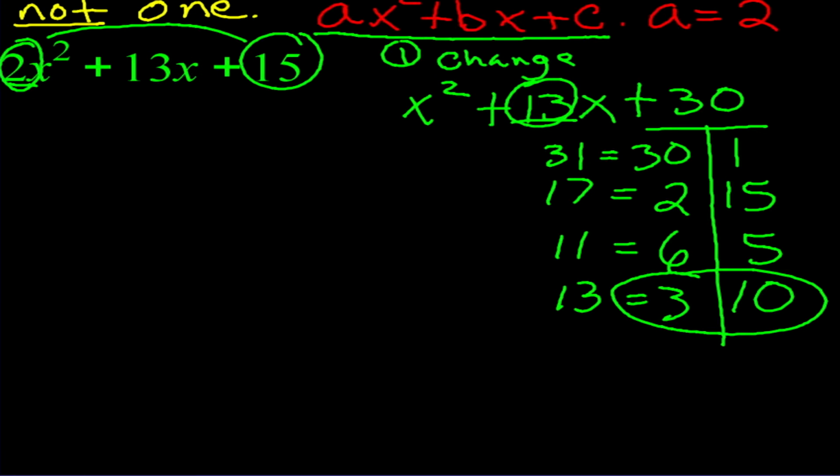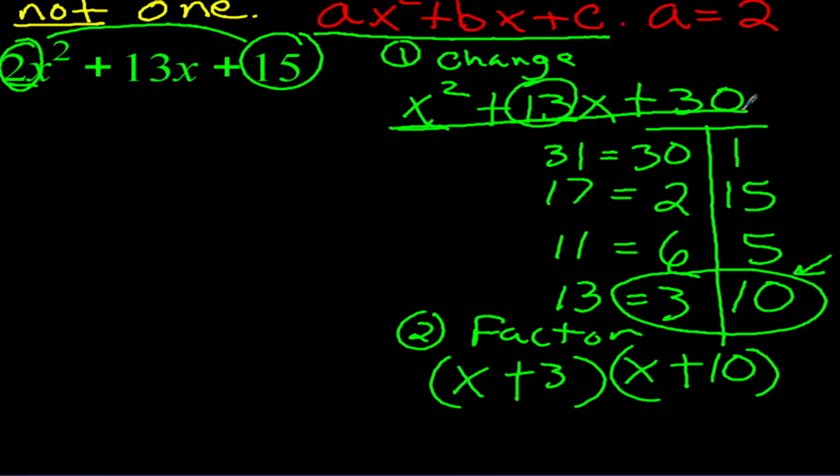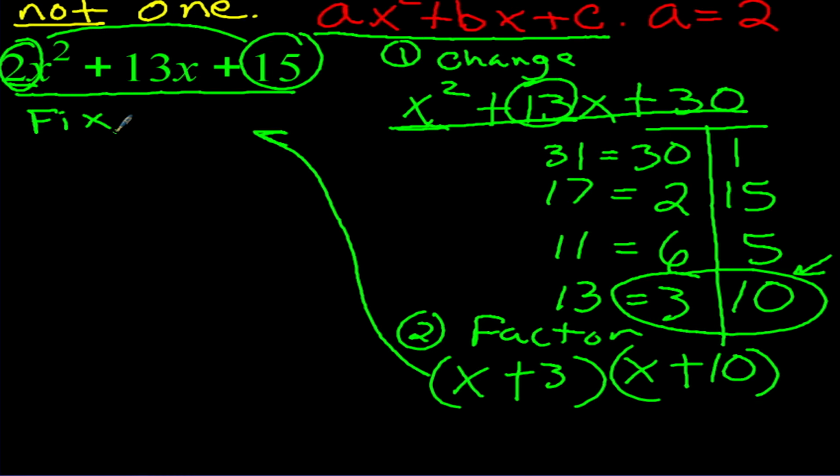So now our second step is we're going to factor our new equation. We're going to factor it into two binomials. The factors of x squared, of course, are x and x. And then the factors of 30 we've already found, which are plus 3 and plus 10. Now remember, this is the factors of our new equation. Our goal is still to factor the original equation that we started with. So our next step is we have to bring our factors back over, and fix it now and get it back to the original that we started with.